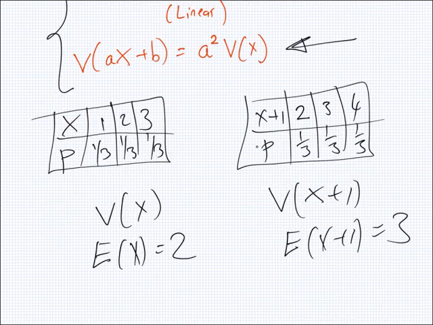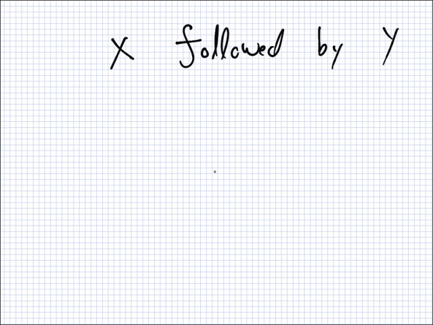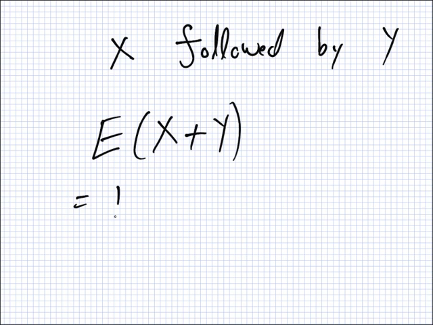Another thing that's nice about expectation and variance is it can work when you combine two games. So for example, suppose you have game X and then this followed by, let's say, game Y, and you play the two games, and you want to know, okay, what's the expected value of my outcome from game X, then I play game Y. Well, it's nice to know that it's the expected value of game X plus the expected value of game Y.